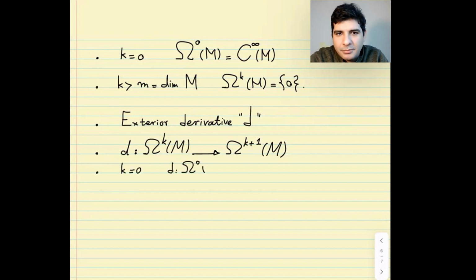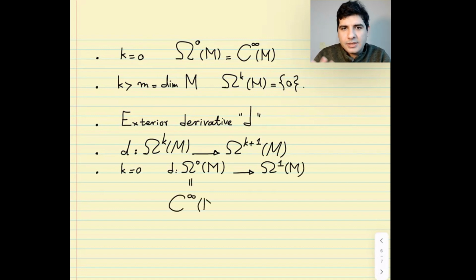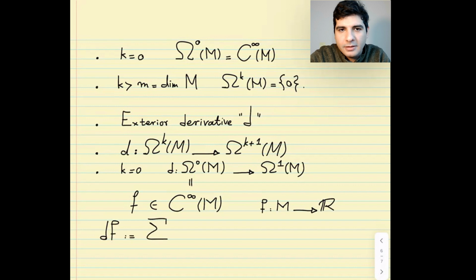So let's consider the simplest case where k is 0. If d acts on 0-forms, it should give you 1-forms. It increases the degree by 1, right? But we said 0-forms are essentially just smooth functions on the manifold. So say input would be something like f, where f is a smooth function from M to R. d of f should be a 1-form. We define d of f by the following. We simply define it to be the partial derivative of f with respect to xi, times dxi.